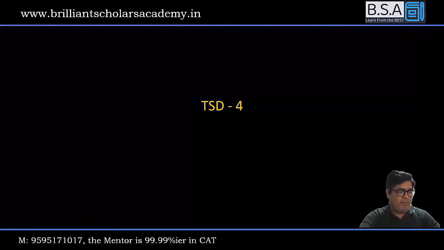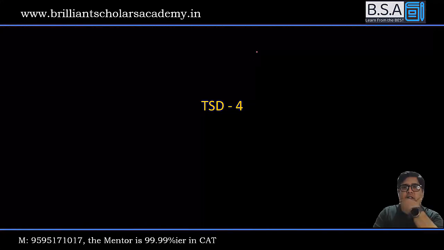So we will pick up from yesterday's session. We had covered the theory of relative speed. When people go in the same direction, we subtract the speed of faster minus slower. When people go in opposite directions, we add their speeds.